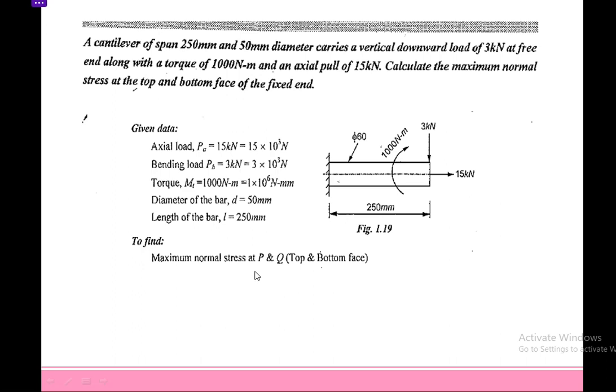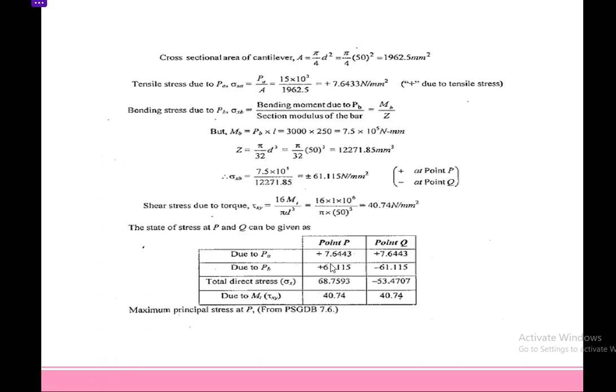First we have to consider the axial load. Before that, calculate the area of the beam, that is the area of the total shaft. It is a circular shaft with a circular cross section, so the area is pi by 4 d square. The diameter is 50, so pi by 4 into 50 square. The total area of the cantilever beam or shaft is 1962.5 mm square.